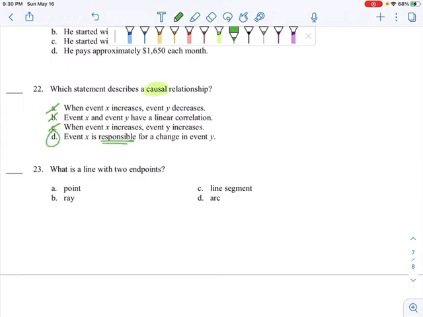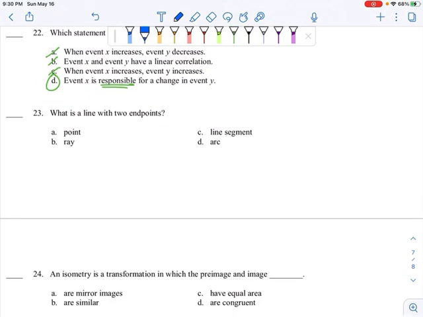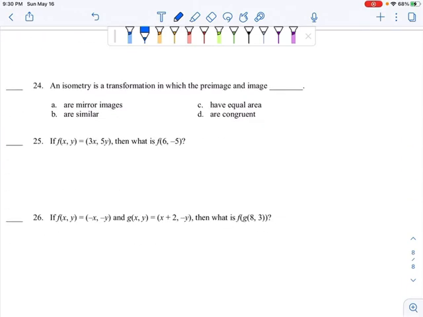For 23, what is a line with two endpoints? That would be a line segment. A line with two endpoints. Number 24, an isometry is a transformation in which the preimage and image are congruent. Okay, isometry, think about it. Isometric, they're identical. Okay, similar just means that they're congruent.